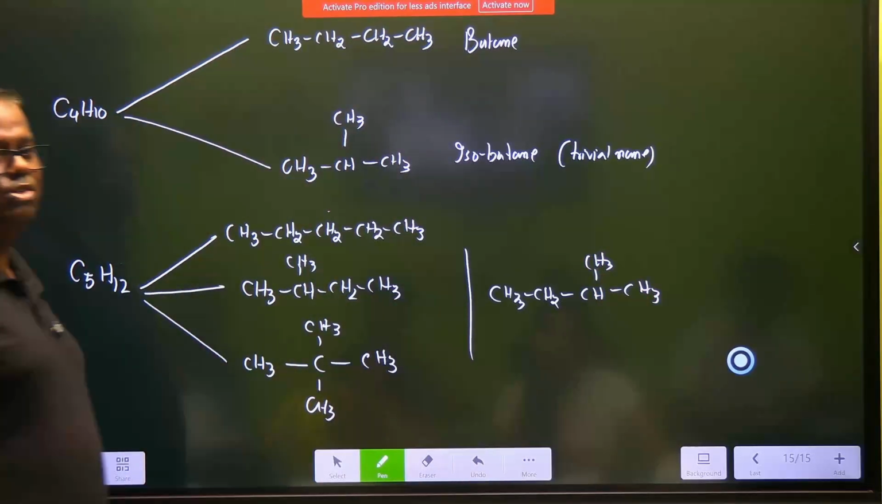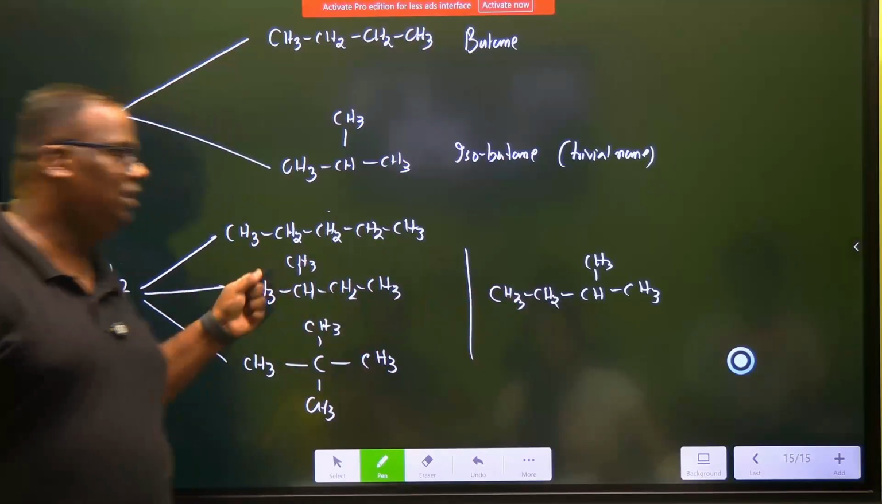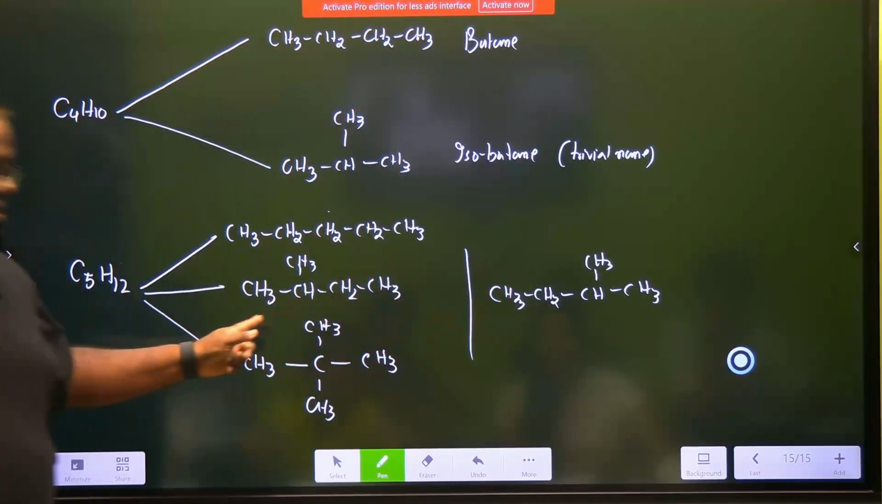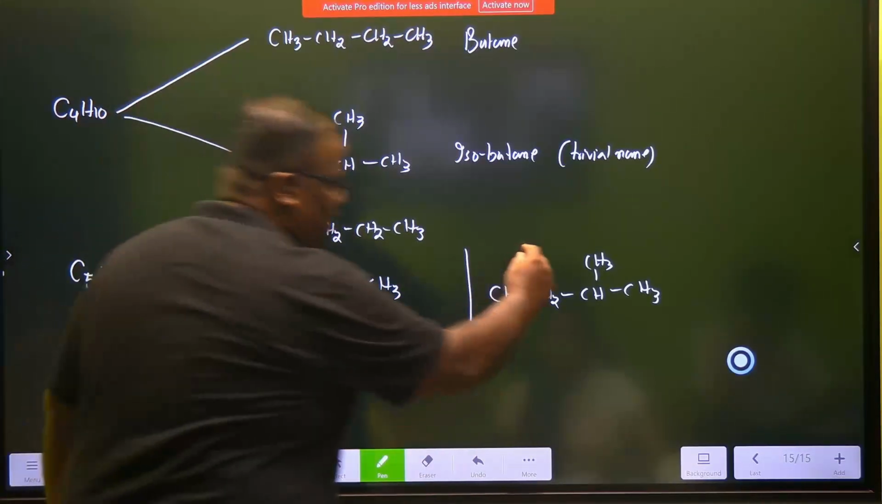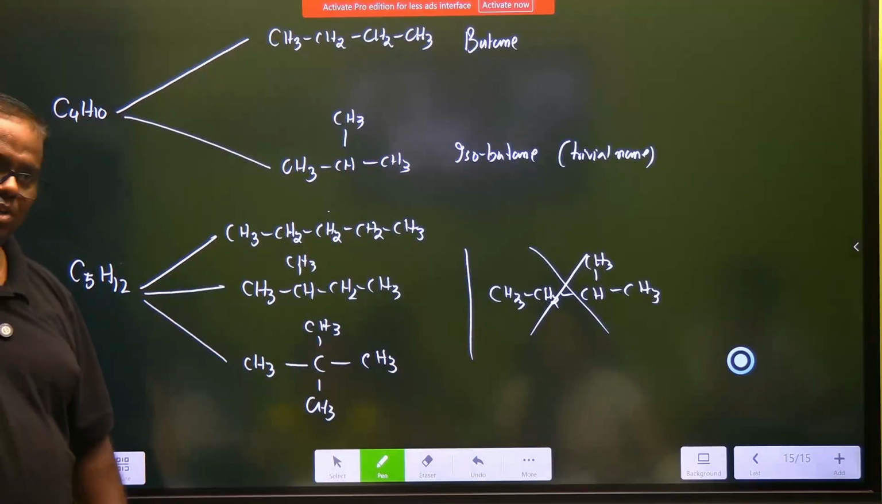You will say this is also an isomer. No, there is no difference between this and this. This is the same thing, just turn this side. Then this is this only. You are just trying to bluff me. So this is not an isomer. 3 different isomers. Have you understood?